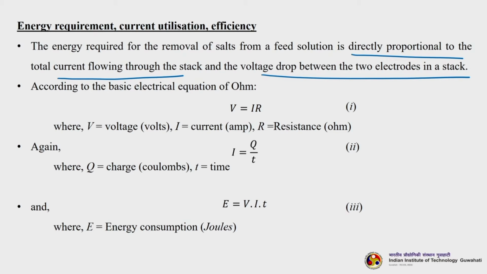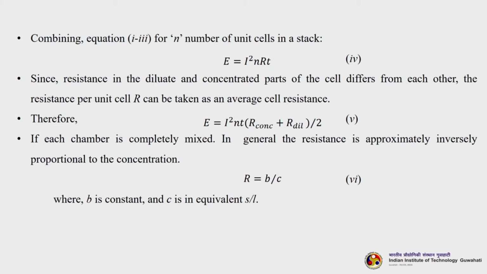So, again I is nothing but Q by T. So, Q is the charge in coulombs and T is time, and E equals VIT. So, E is energy consumption, I is your current and T is your time. So, if you combine these three equations for n number of unit cells, we can write E equals I squared n R T.